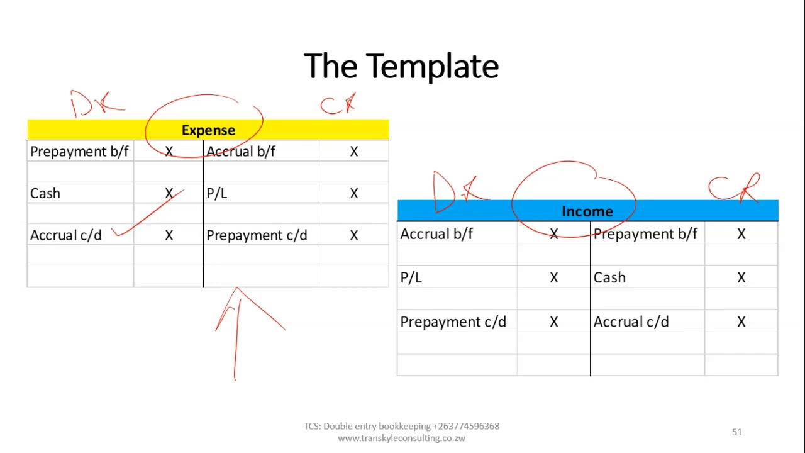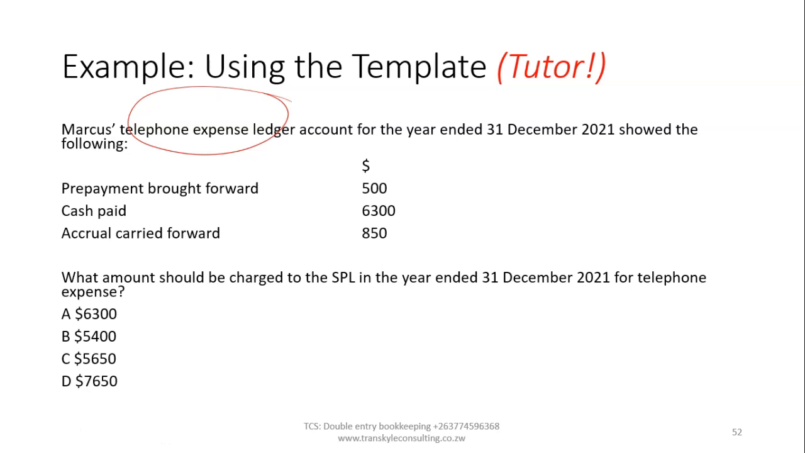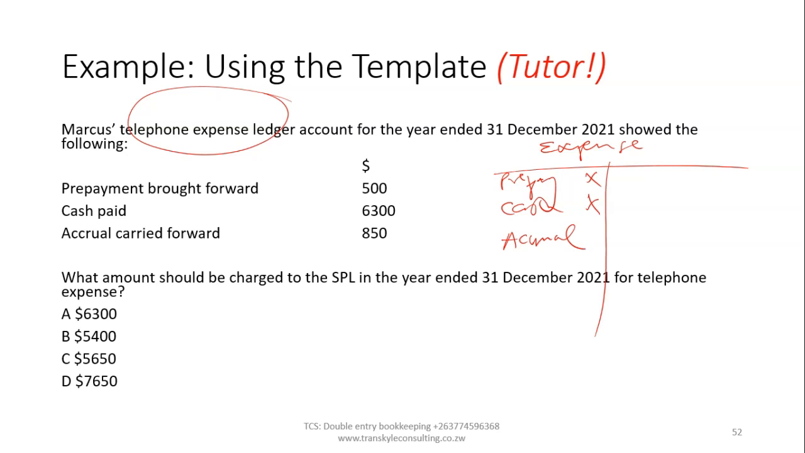So just memorize this, and we know that according to the expense template, we're going to have as our balance brought forward the prepayment, then cash, then we're going to have a closing accrual. On this side we have the accrual brought forward, then the statement of profit or loss transfer, as well as the prepayment carried forward.